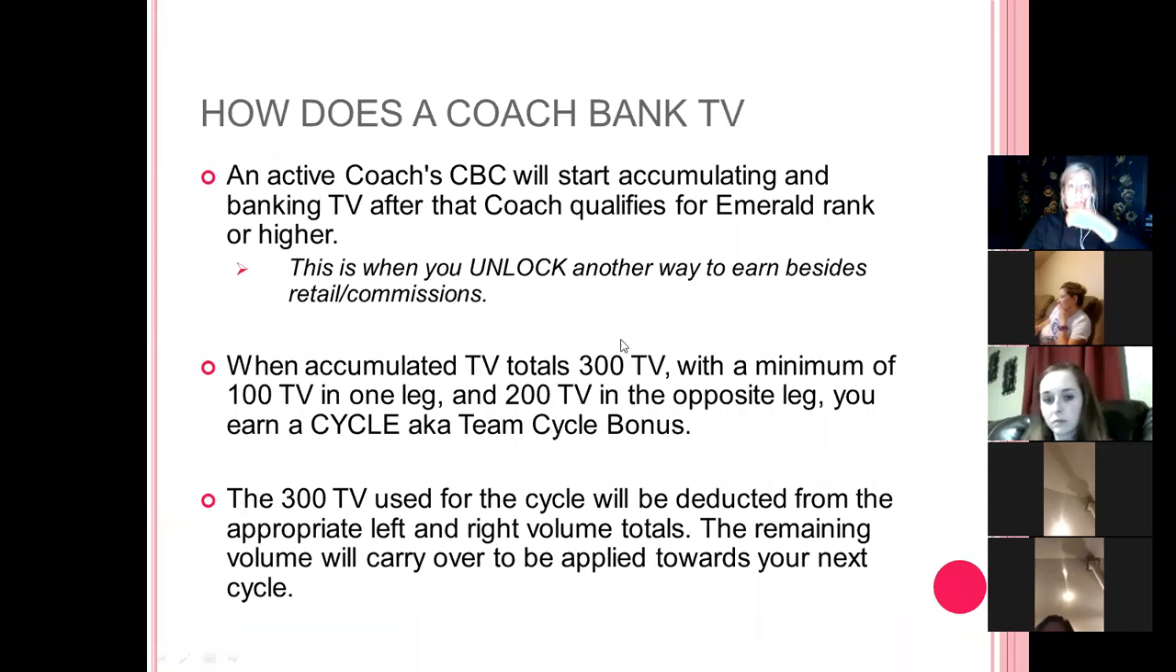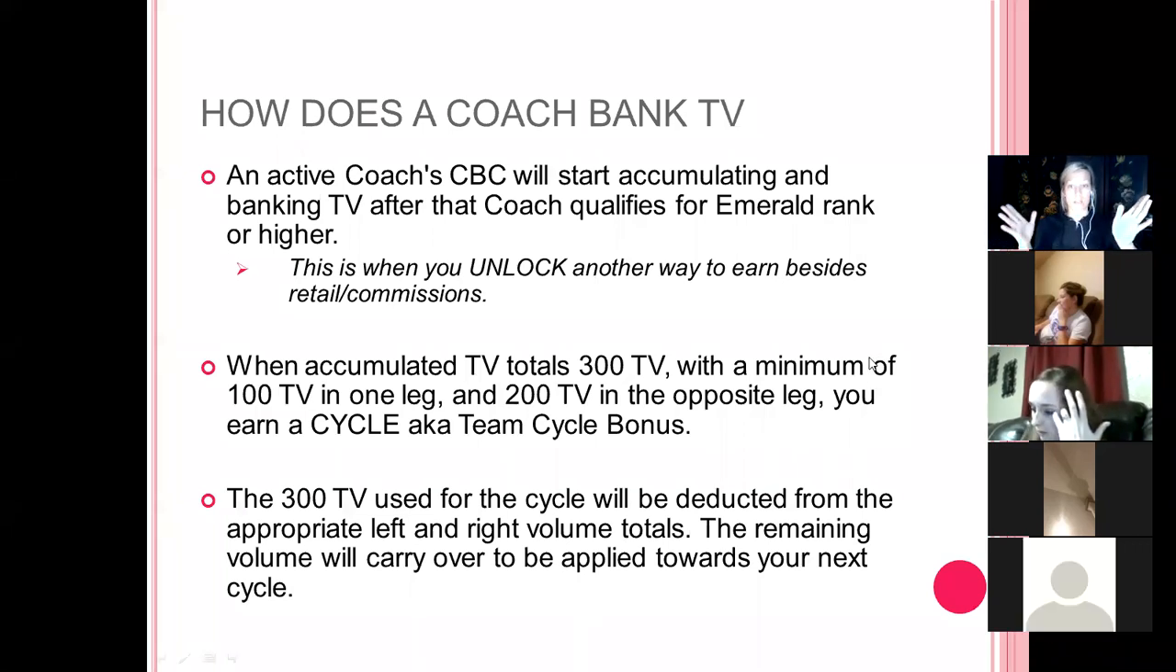So that's when you unlock that way to earn, besides just retail, besides just selling products. When you accumulate team volume of 300 volume points total, okay, with a minimum of 100 on one leg and 200 on the other leg, that's how a team cycle bonus is paid out. 100 on your weak leg, 200 on your strong leg.